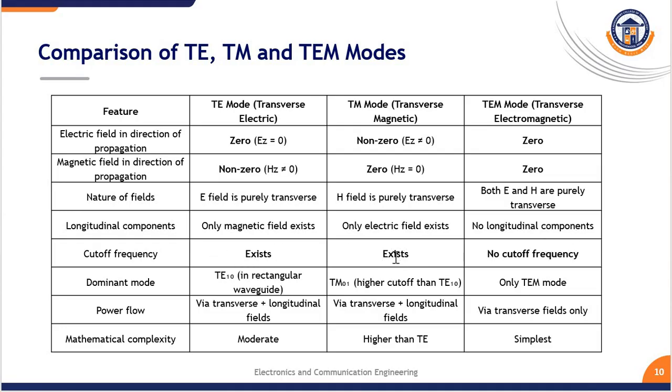Cutoff frequency exists in TM mode and TE mode, and there is no cutoff frequency in TEM mode. Dominant mode: TE10 mode in rectangular waveguide; TM01 mode has a higher cutoff than TE10; only TEM mode has none. Power flow is via transverse plus longitudinal fields in TE and TM, and via transverse fields only in TEM mode. Mathematical complexity: in TE mode moderate, TM mode higher than TE, and TEM mode is the simplest.